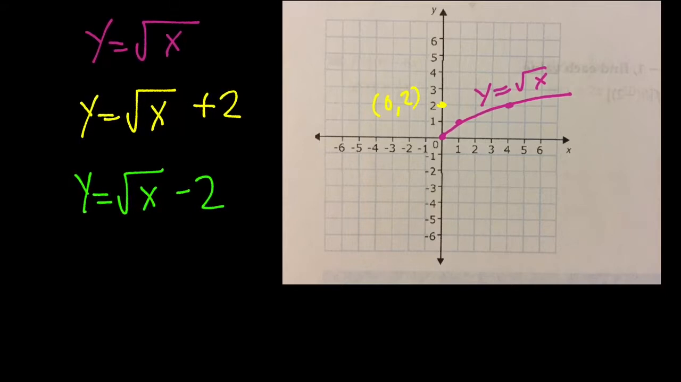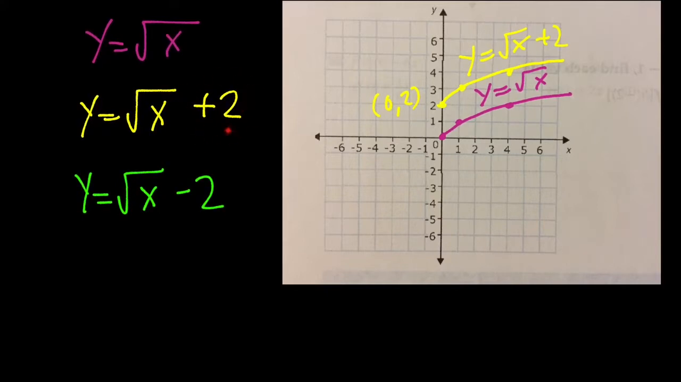Now if I use the next perfect square for x, which is 1, 1 plus 2 gives me 3. And then when I go to 4, the square root of 4 is 2. 2 plus 2 gives me 4. And as you can hopefully see, you get the exact same graph as y equals the square root of x. You have just shifted it up 2 units. So we got y equals the square root of x plus 2.